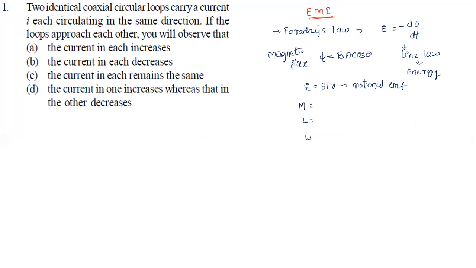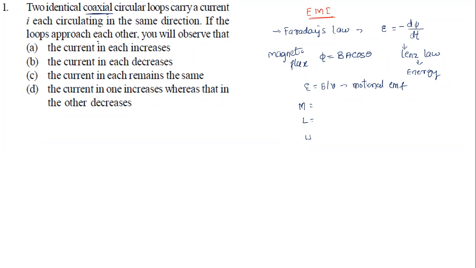Look at question number 1. There are two identical coaxial, what is the meaning of coaxial? They should be in the same axis. Coaxial circular loops carrying a current I each, circulating in the same direction.